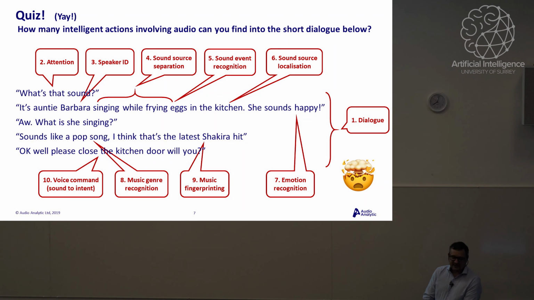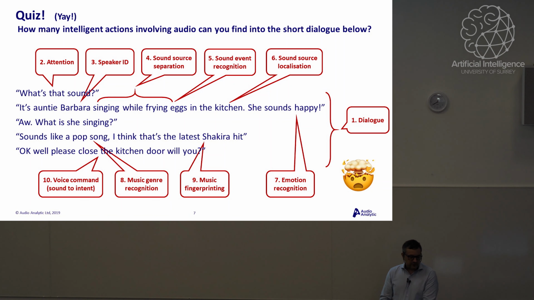We have attention, what's that sound? So you can imagine applications where the detection of certain sounds trigger a certain action, a camera moving into a certain action. As humans, when we cross the road, if we hear a car, we're going to pay attention to that. Speaker identification that you correctly spotted.